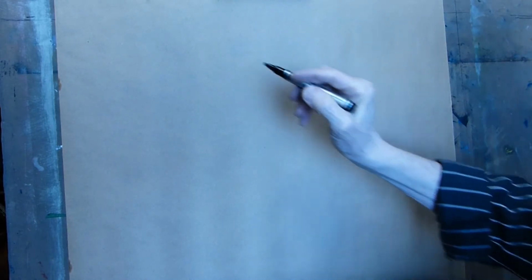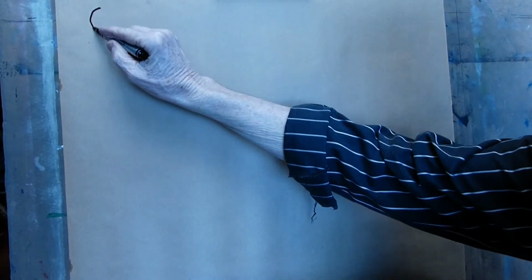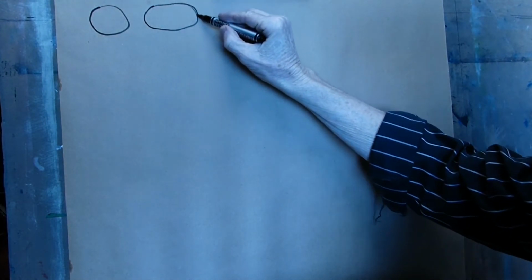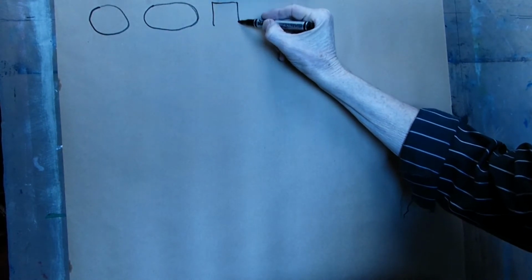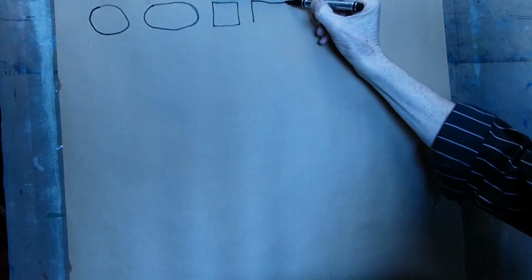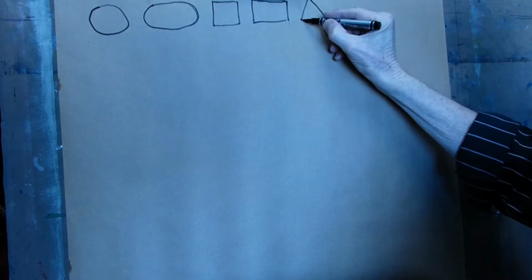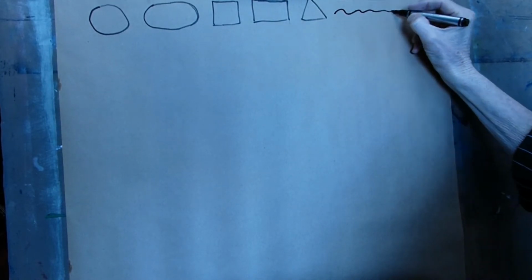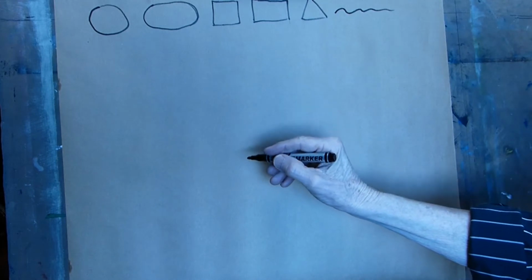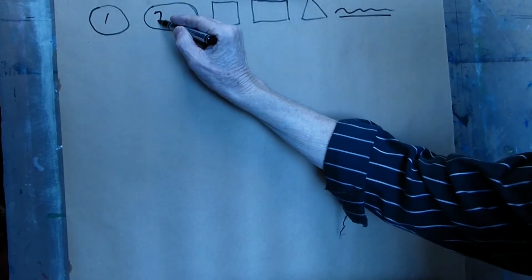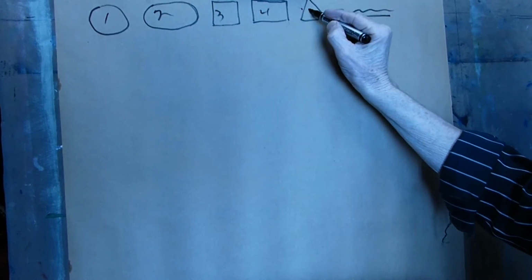Well, thanks for joining me. I'm going to try to do this fairly quickly, so I'm not wasting too much time. Okay, we're going to start with the circle. Basic shapes. The oval, square, excuse my drawing, rectangle, triangle, straight line, wiggly line. That's basically our 5 shapes. I don't know if you can see that. Straight line. 1, 2, 3, 4, 5 shapes.